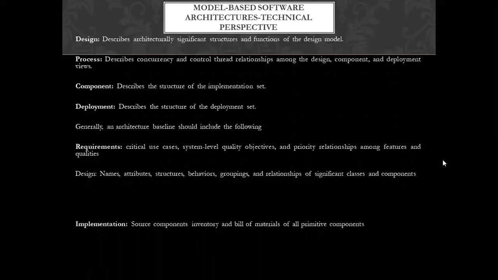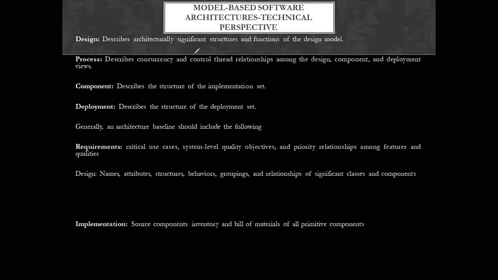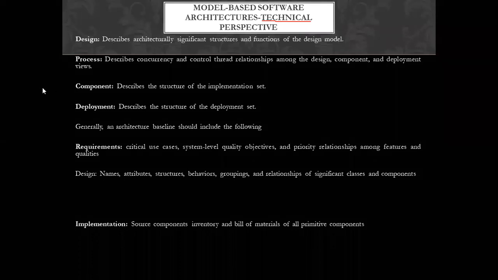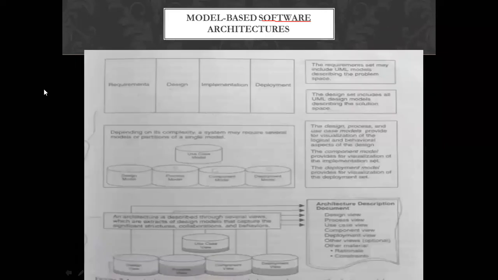Next is our technical perspective. For this technical perspective, what points do we have to remember? Because we are talking about the technical perspective, there are some views we have to take into consideration, and the first model I showed you, you can utilize this complete model in your technical perspective of model-based software architecture.